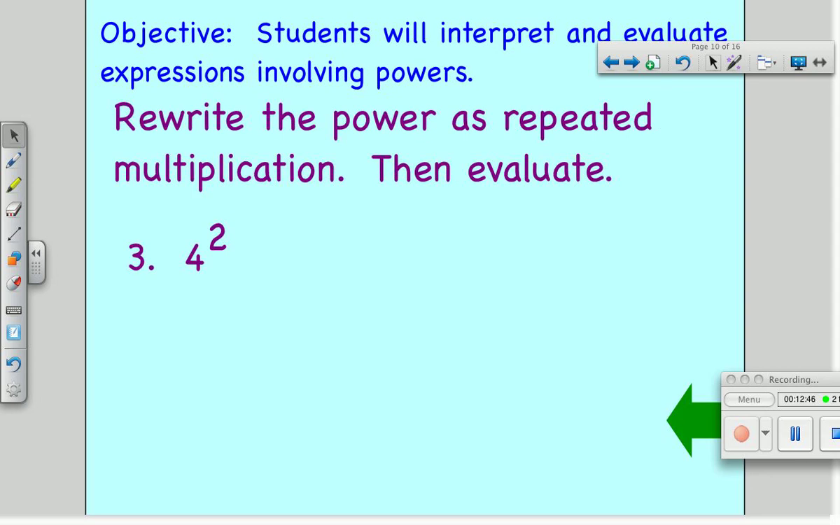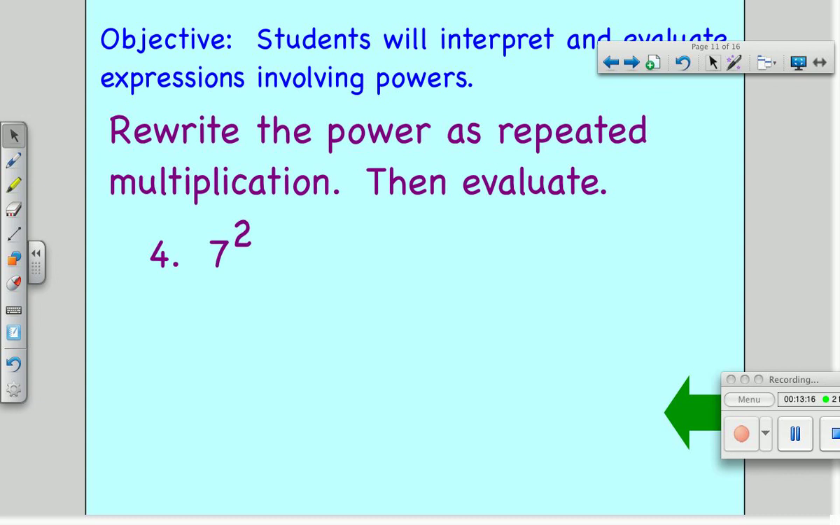Next, rewrite the power as repeated multiplication. Then, we're going to add on here, I want you to evaluate it. Give me the value of that. So repeated multiplication, I have 4 squared, or 4 raised to the 2nd power. How many times do I multiply that 4? 2 times, and my answer then, 4 times 4, is 16. Again, 7 raised to the 2nd power, or 7 squared, is 7 times 7, or 49.